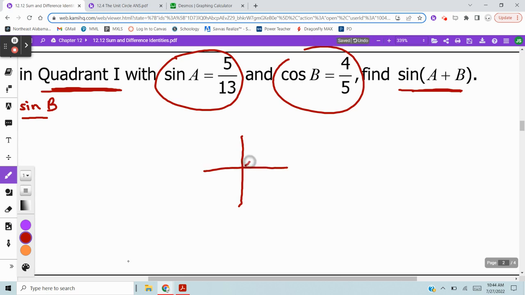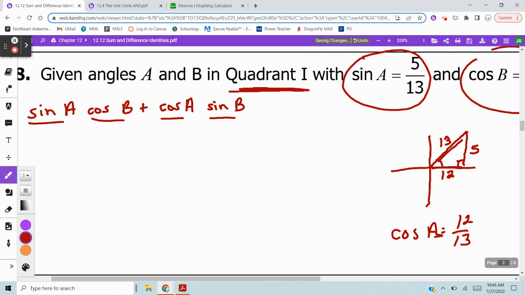So I know that A is in quadrant 1, and I know that the sine is 5 over 13. So I know that sine is opposite over hypotenuse. So I can use Pythagorean theorem or my Pythagorean triples, a squared plus b squared equals c squared, to find out that this value is 12. So I know that the sine of A is 5/13, and I now know the cosine of A is adjacent over hypotenuse, which would be 12 over 13.